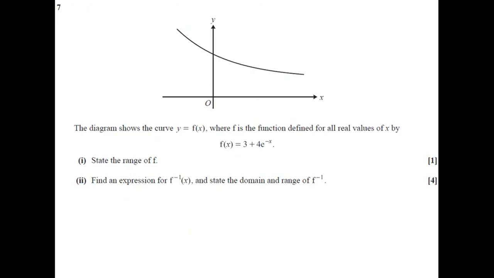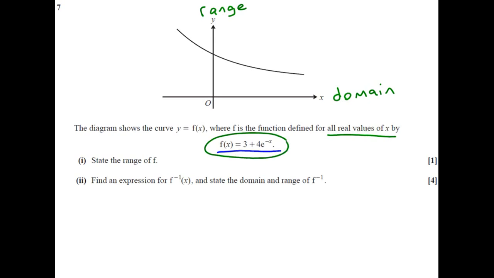Question 7. The diagram shows the curve y equals f of x. f is a function defined for all real values of x by f of x equals 3 plus 4e to the minus x. And we have to state the range of f. If you remember, the domain is your inputs, which are the x values, and we're told that all real values are going into our function. And the range is the output, all possible answers that you can get. So the question is saying, what answers can we get from this function f of x?